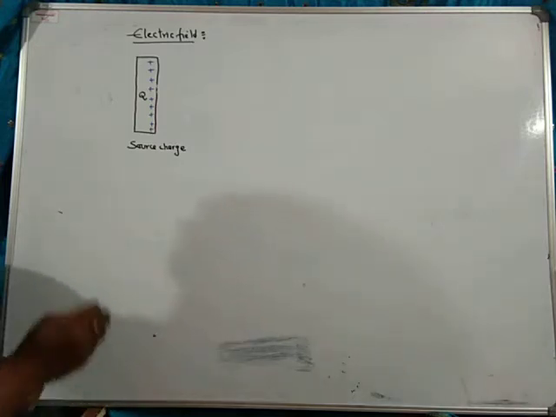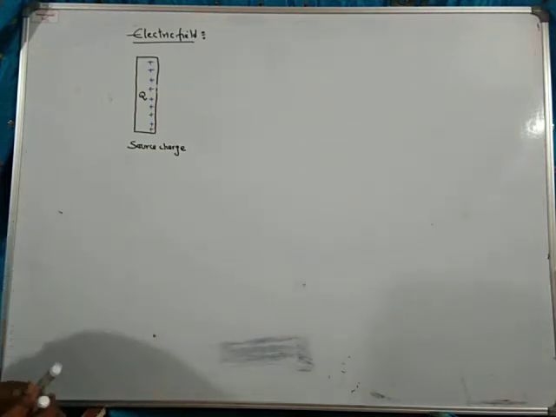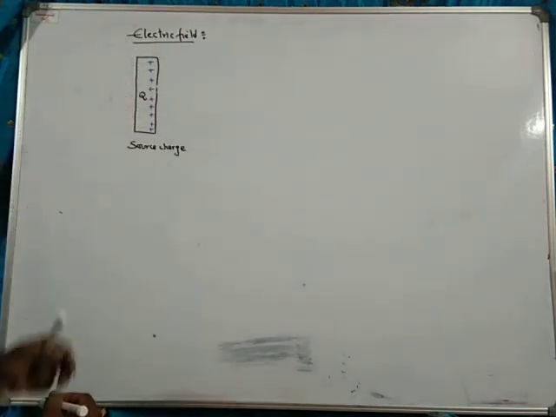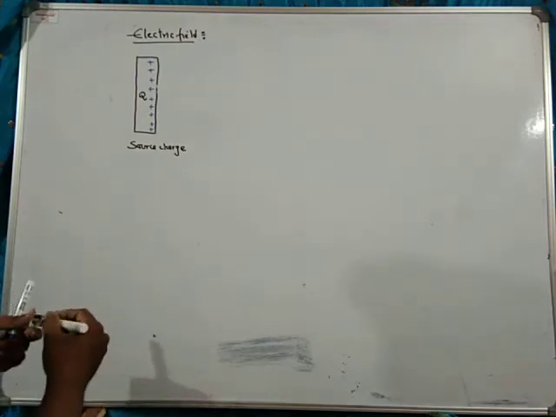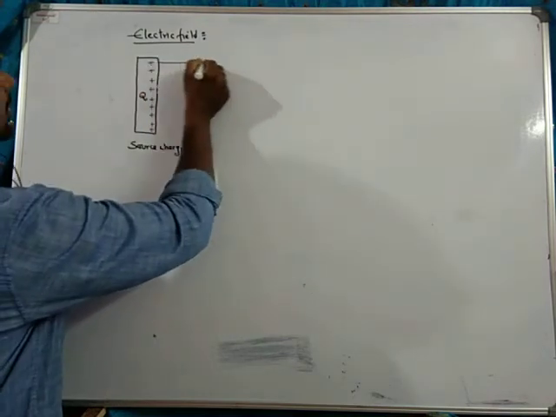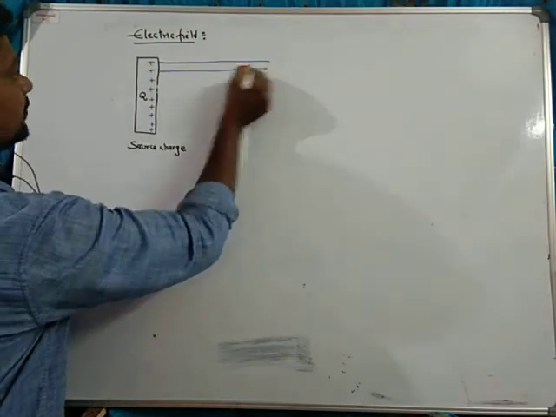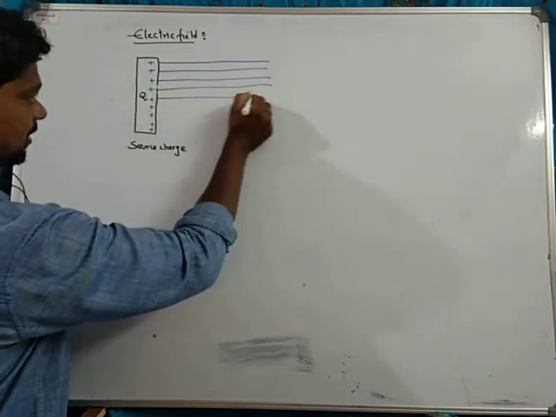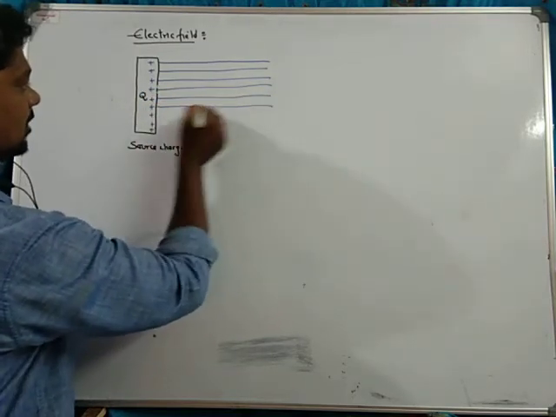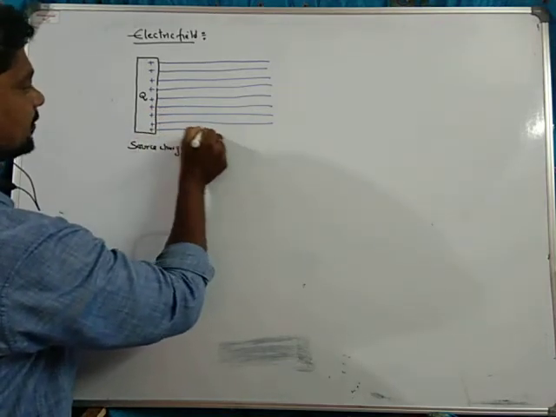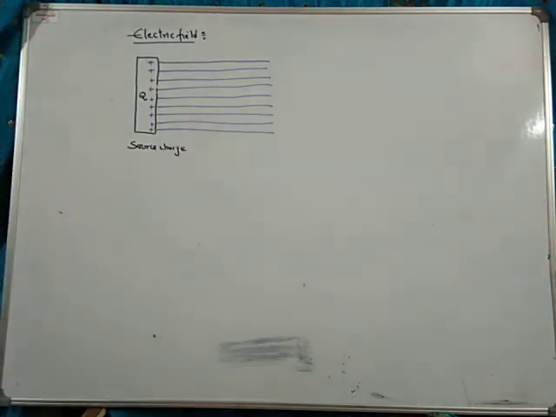Whenever we consider this source charge, due to a natural force, it radiates energy in all directions. But here we consider it as uniform, like a scale, so it radiates energy in a straight line. That's what we call uniform field lines. We will discuss the field lines concept after the electric field. So we consider uniform field lines.